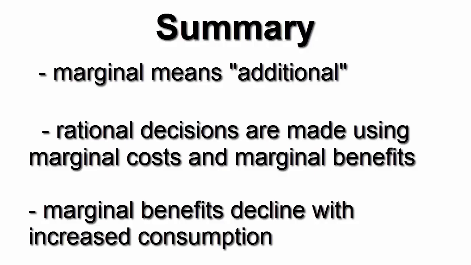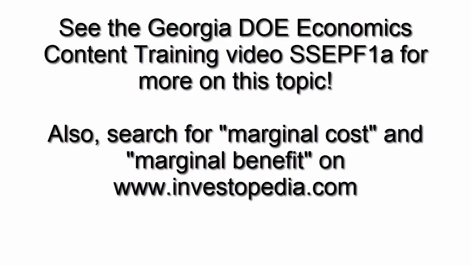To summarize, all your students are responsible for is defining marginal benefit and marginal cost. The most important thing from this standard is that students understand how to use those concepts to explain rational decisions. This concept is put to practical use in the video for standard SSE PF1A that asks students to use rational decision making to evaluate post-high school options.